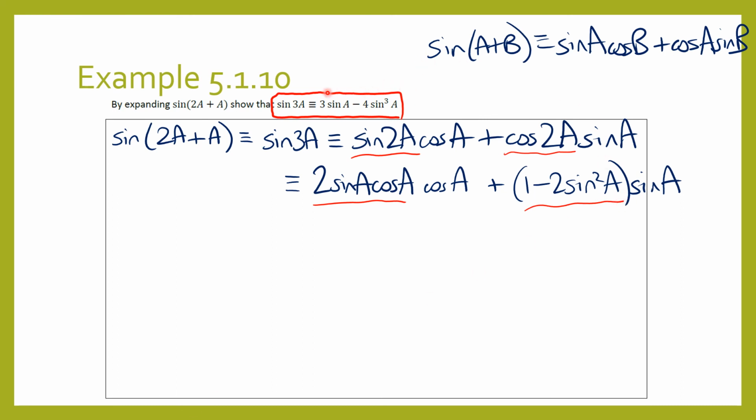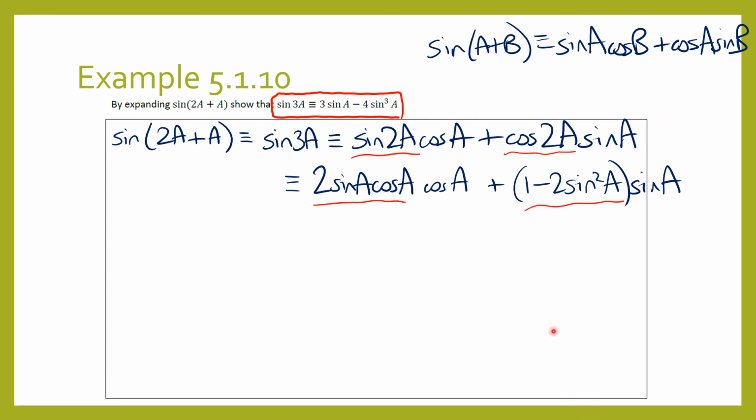Because of what we're trying to achieve, we want to get rid of any cosines. So going with 1 minus 2 sine squared A is the one that doesn't have any cosines. That makes sense. And don't forget about the sine A at the end. Make sure none of these bits go missing.